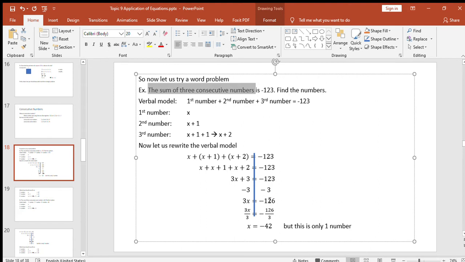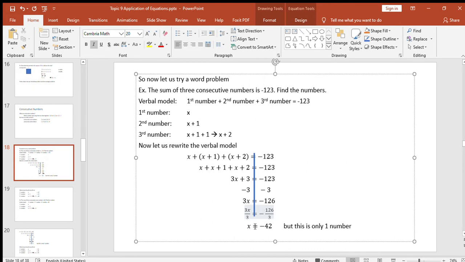Just in case you don't know, this is topic 7. Or topic 6. Not topic 7. Not topic 6, my bad on that. So, now we want to get rid of that coefficient 3. To do that, we divide both sides by 3, and you're going to get x equal to negative 42.